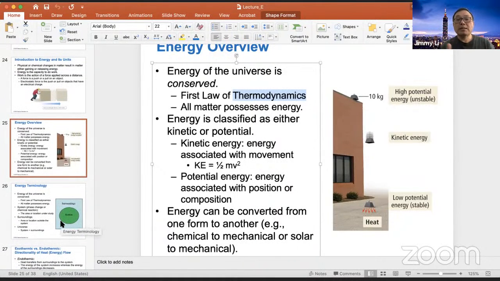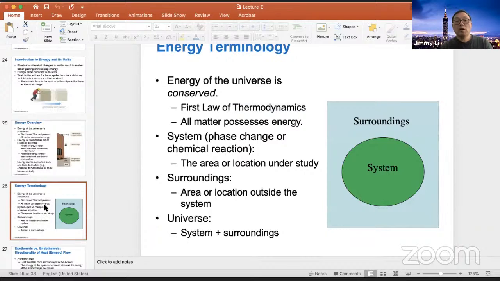Again, there are a total of 3 different laws of thermodynamics. The reason we call it thermal chemistry is because we only deal with the first law. This slide is just to give you a head start for chapter 9. Whenever we're talking about thermodynamics, there are 2 important terms: system and surrounding. When the system and surrounding are combined together, we call that the universe.